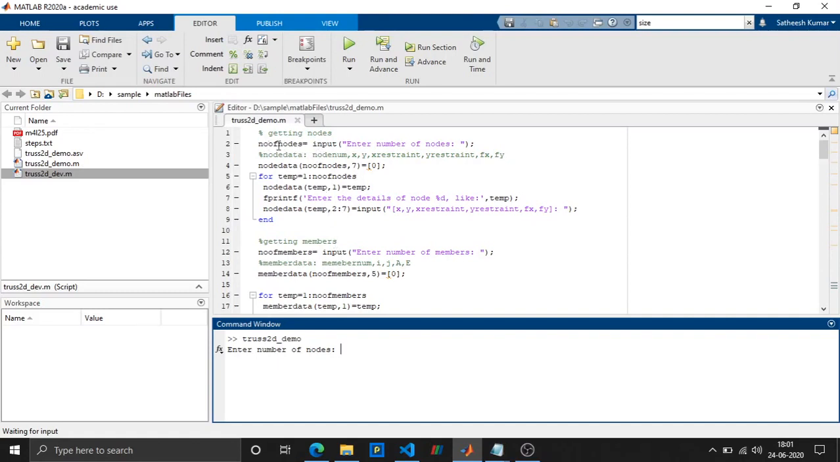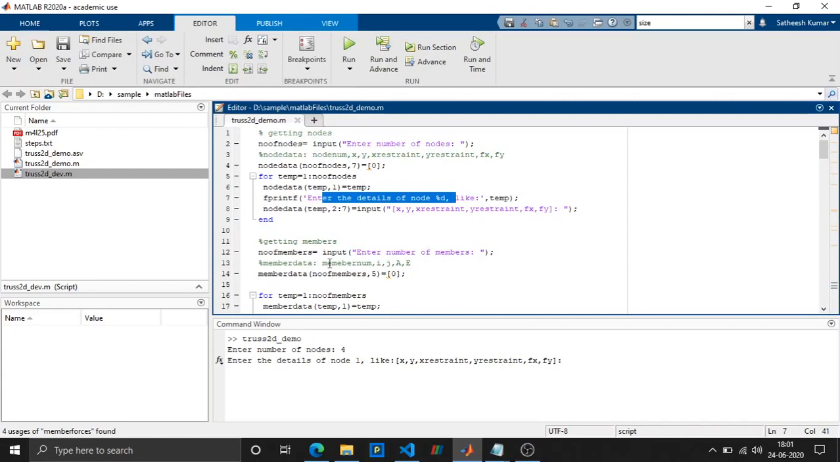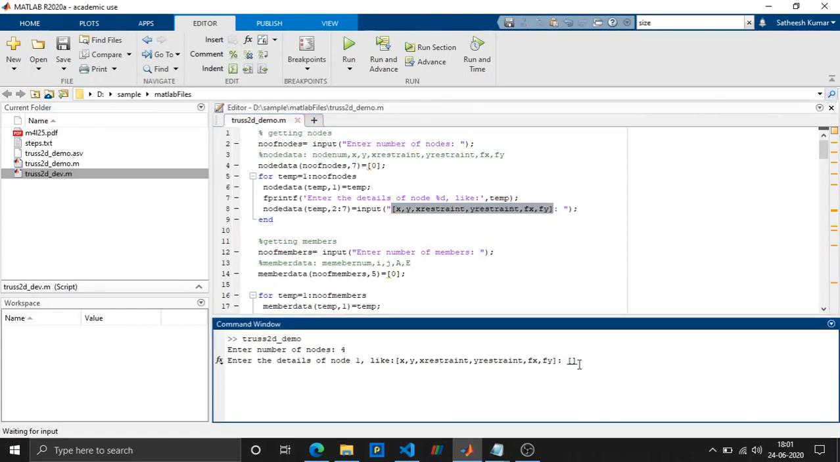The first line is asking for the number of nodes. In our problem it is 4. So enter the details of node 1, that is displayed here using the printf command. The input is taken as an array, such that the first and second columns are the xy coordinates. The third and fourth should mention whether they are restrained or not. This is not restrained. Sorry, our coordinates are actually 5 and 5 for our problem, and these are not restrained, and the forces are 5 and minus 10 in the x and y directions.